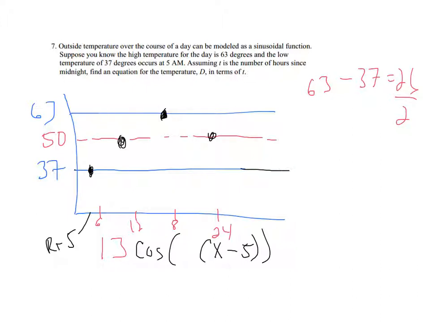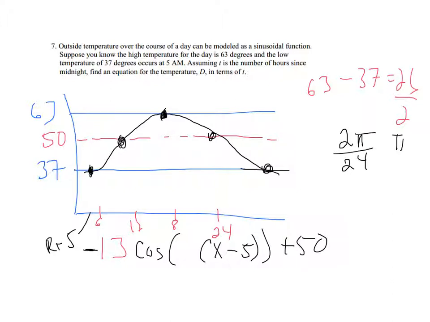Think about it. We know this is down here. So again, I'm seeing an inverted, reflected cosine. I'm going to stick a negative in front of the 13, because the 13 is the amplitude, remember. I also know that the midline is 50, so it's been shifted up 50. Now the only thing I need is the period, or the B number. Since I know the period is 24 hours, 2 pi divided by 24 is pi over 12. So that's how I get that B number, pi over 12. So that's what I'm seeing for the function.